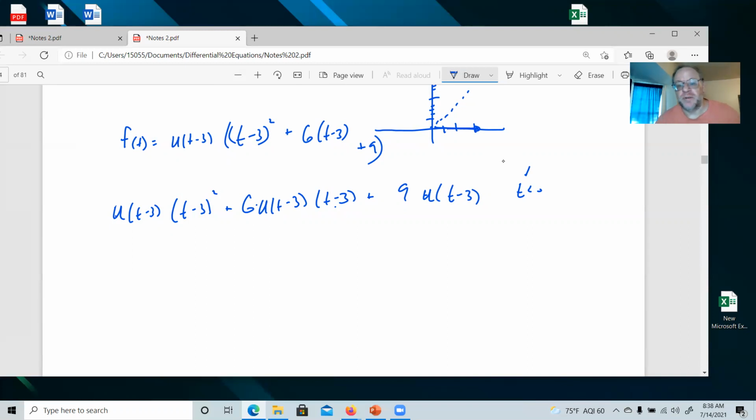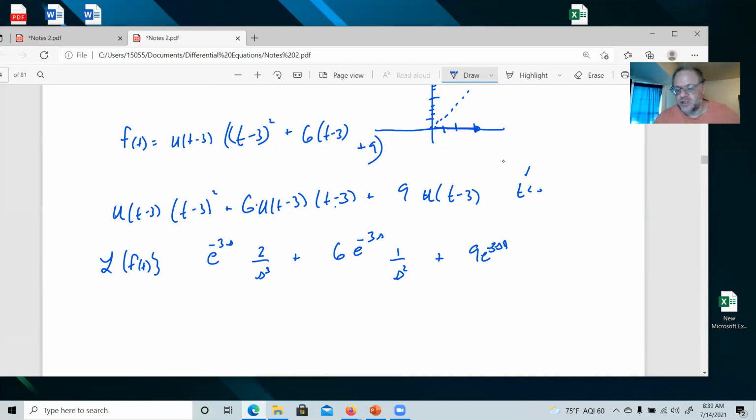And then we just take the Laplace transform here. If I want to take the Laplace transform of f of t, that's this thing. We have e to the negative 3s times the Laplace transform of the parabola function, and we know that that's 2 over s cubed, plus 6 times e to the negative 3s times the Laplace transform of the linear function, since this is just t minus 3. What was the linear function? 1 over s squared. Plus 9 e to the negative 3s.